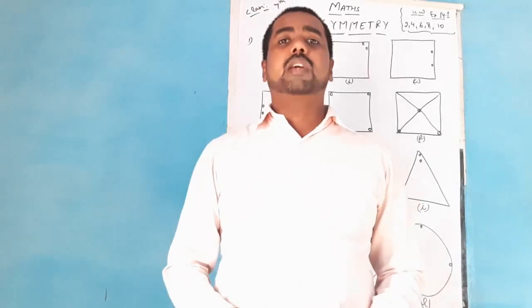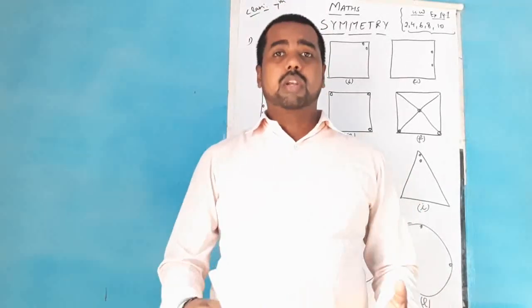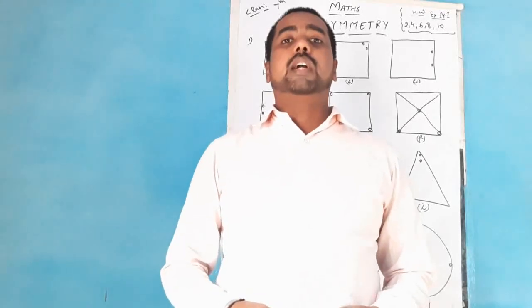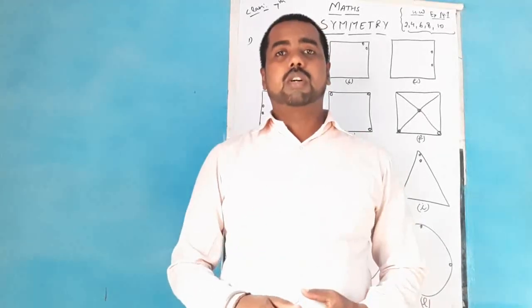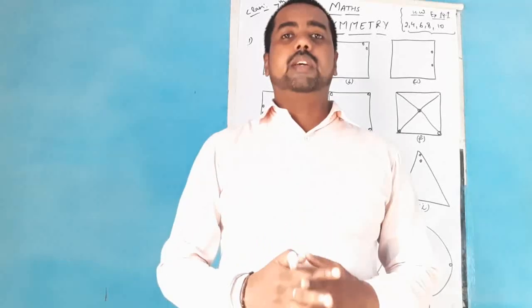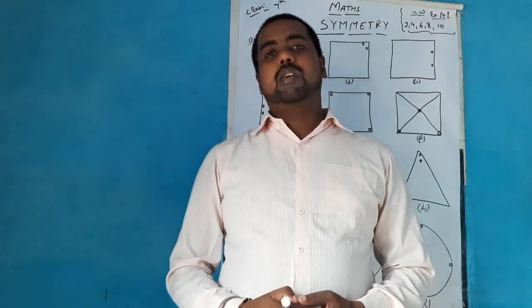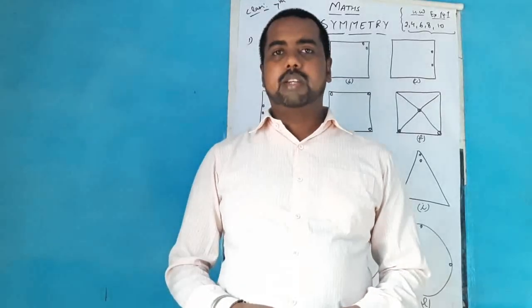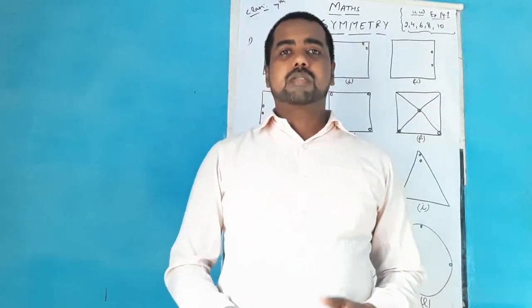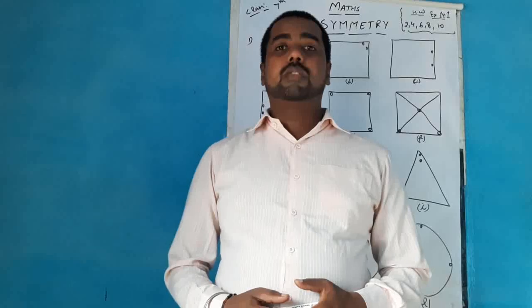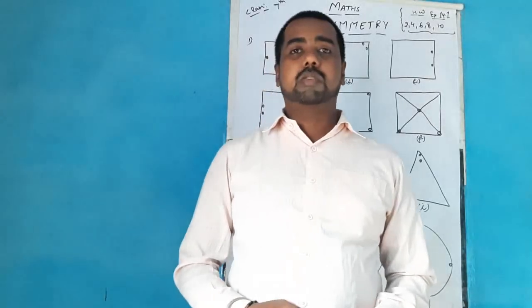So you must be getting a feel of line of symmetry. A line of symmetry is a line that, when drawn on any object and the object is folded in such a way that one half coincides with the other half, means that the figure has a line of symmetry. On that basis, I'm going to solve the first exercise of the chapter symmetry.